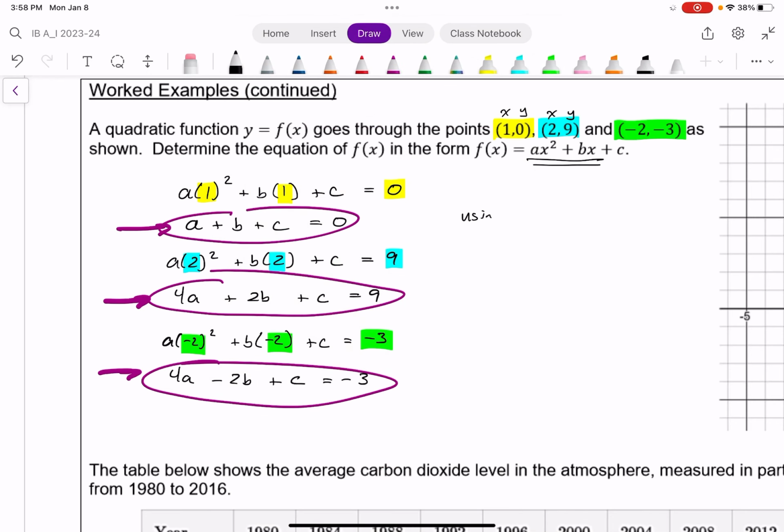So using your GDC, I should get to my A value, or actually be X on my graphing calculator. But A equals 2, B equals 3, and C equals -5, which means my equation for f of x must be f of x equals 2x squared plus 3x minus 5.